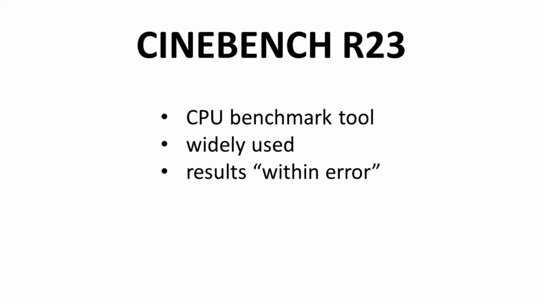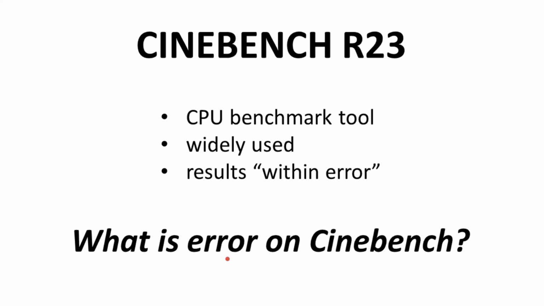Cinebench is maybe the most popular CPU benchmarking software. It is widely used by the big-name YouTubers who are measuring the performance of the latest and greatest CPUs on the market. If you are watching this video, then I'm sure you have seen some of these channels. When these channels perform these benchmarks, they often say things like, one result is within error of another. That raises a question. What is error on Cinebench?